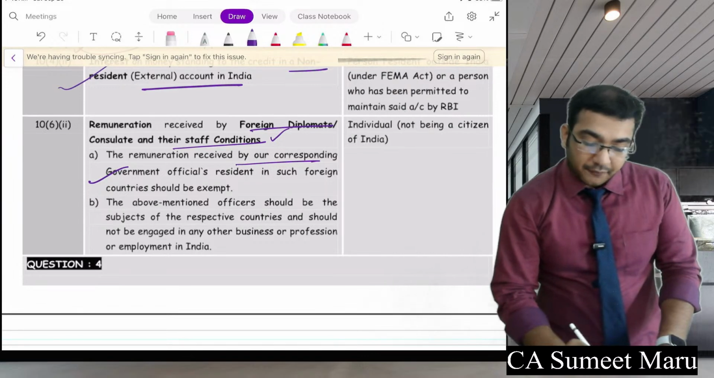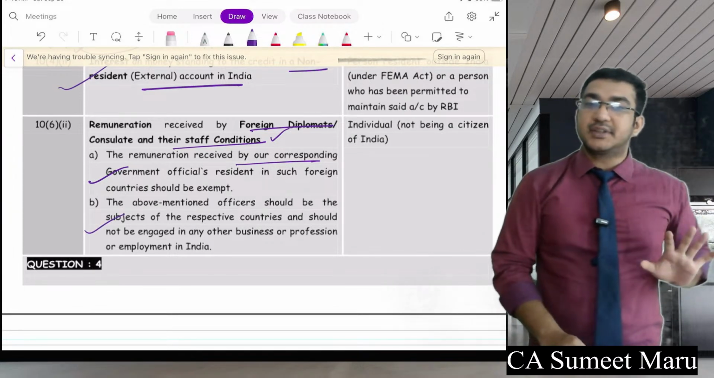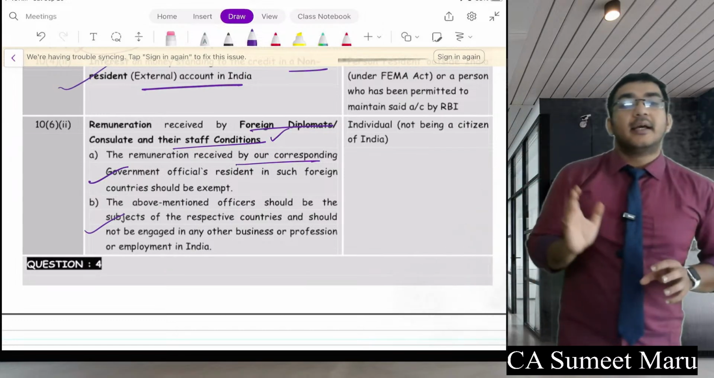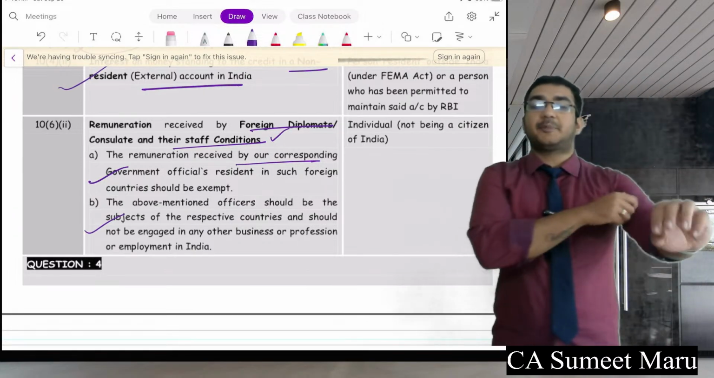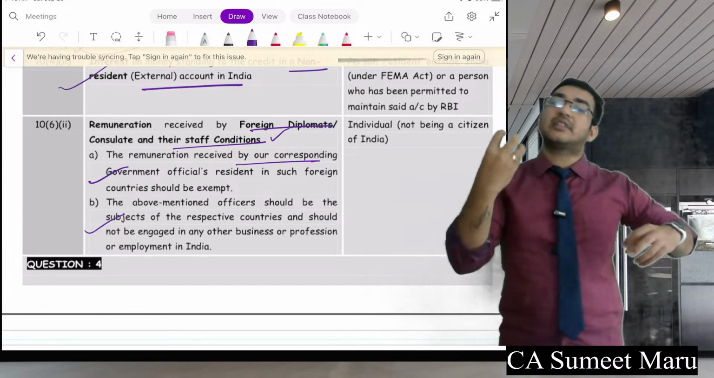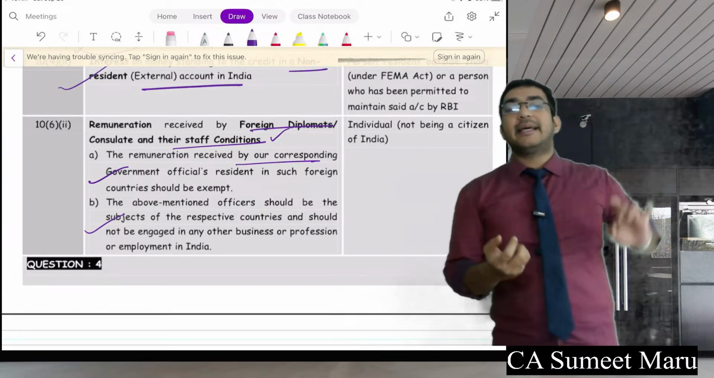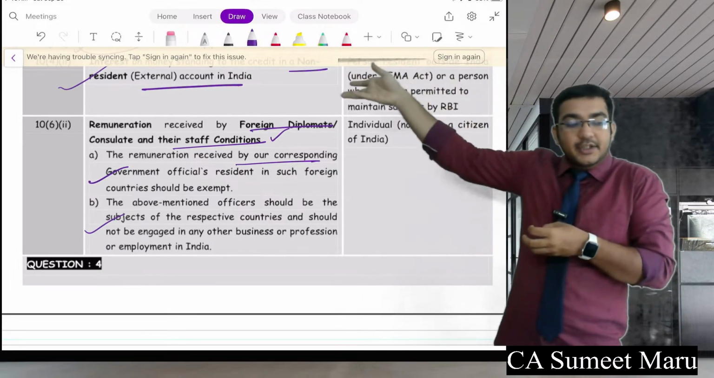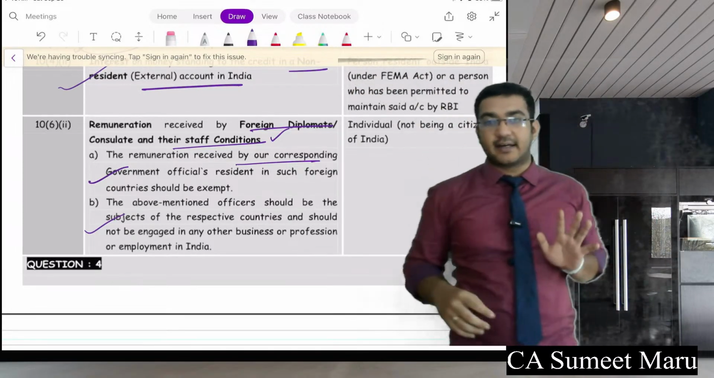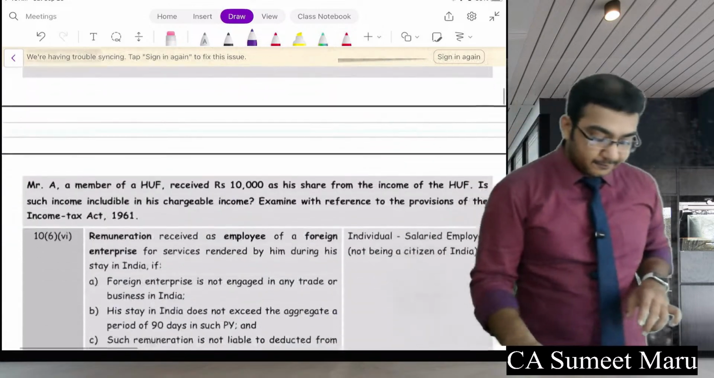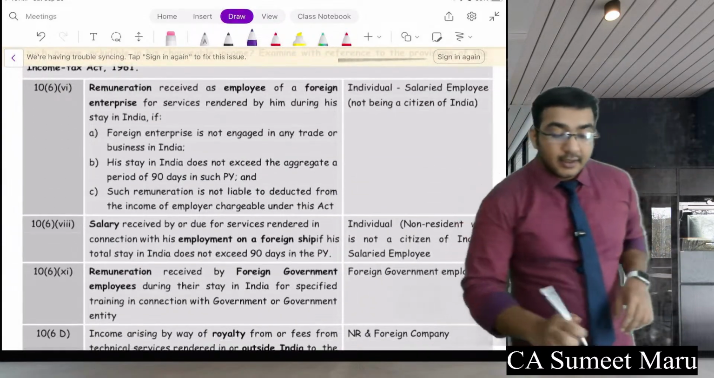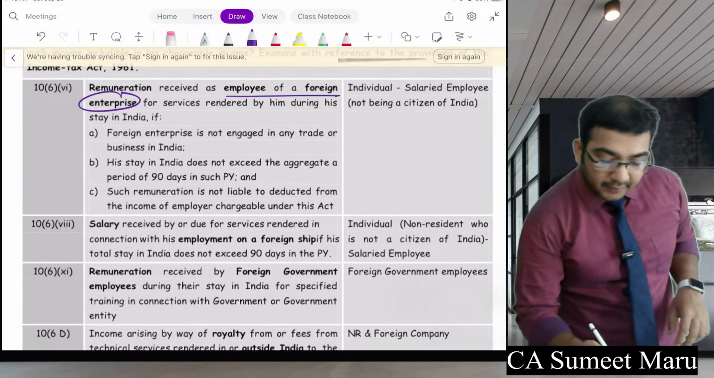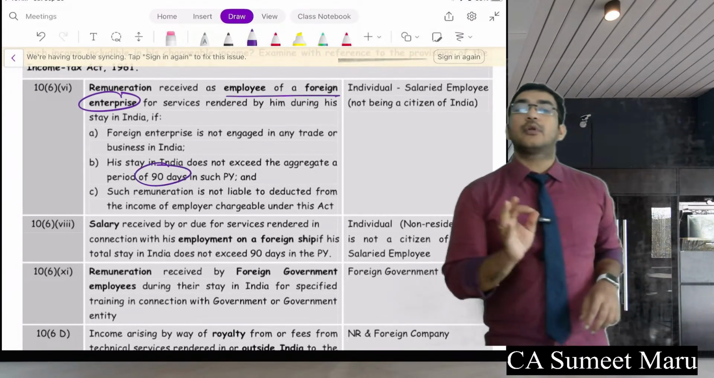Further, the above mentioned officer is only doing the duty he is allowed to do. उसके अलावा he is not engaging himself in a business. In that case, the income earned by such a person as salary, even though services are rendered in India, will be exempt. So if you exempt our diplomat's salary in your country, we will exempt your diplomat's salary in our country. Further, similarly, remuneration received by an employee of a foreign enterprise in India if his services are for not more than 90 days.